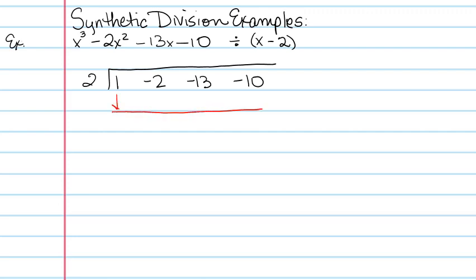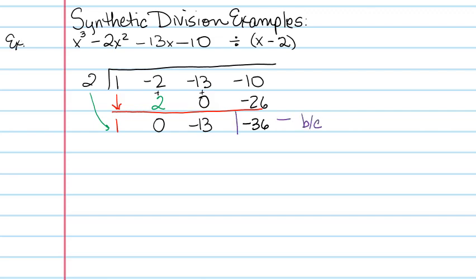Our first step is just to bring down the 1, and then we're going to multiply 2 times 1 and put my answer there. Then I'm going to add those two and I get 0. And then I'm going to repeat. I'm going to do 2 times 0, put the answer there, and add, and I get negative 13. Then I'll do 2 times negative 13, which is negative 26, and I add and I get negative 36.